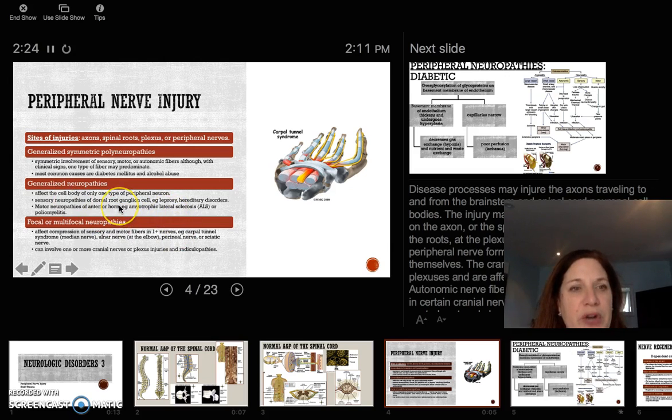We also have generalized neuropathies, which affect the cell body of only one type of peripheral neuron. ALS, for example, or poliomyelitis, is a neuropathy of just the anterior horn. We may have compression of sensory and motor fibers, for example, in carpal tunnel syndrome, which is shown here. We have damage to the median nerve, or we can have damage to the ulnar nerve or the peroneal nerve.